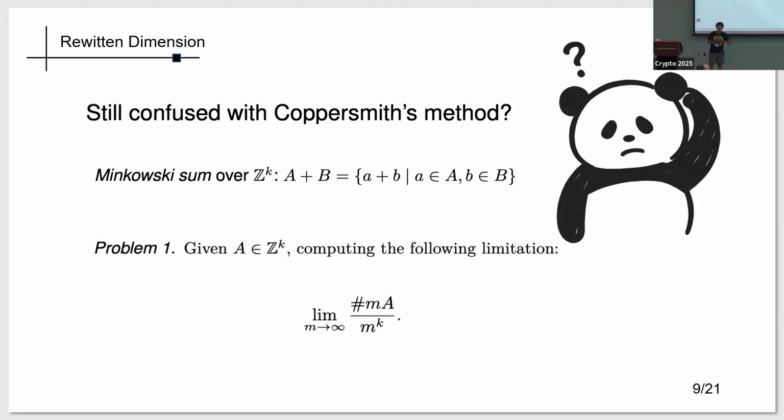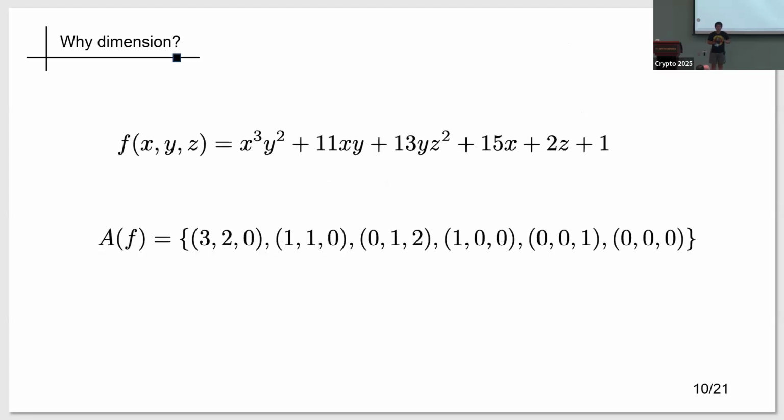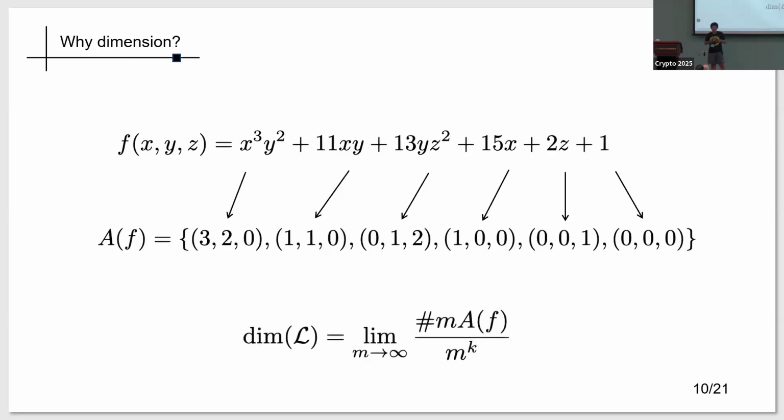Okay, how is it related to the dimension? Look, if we want to use the Coppersmith method over this F, we can map each monomial to a point of Z^k. That's a map from monomial to that point. And now the dimension of the Coppersmith method on this F is the limit over A_F. That's why we consider this limit.